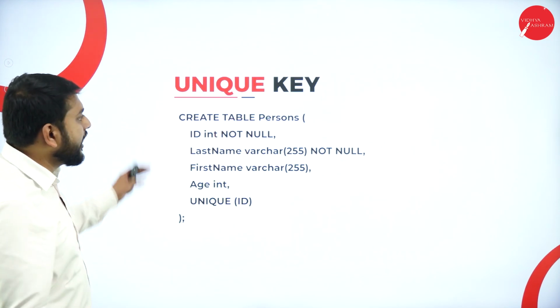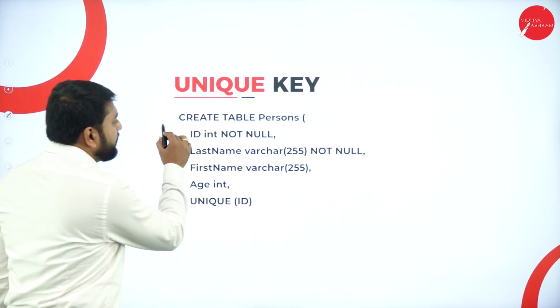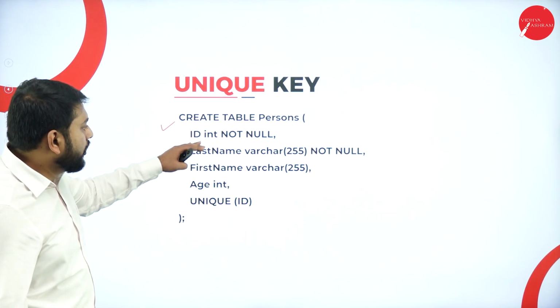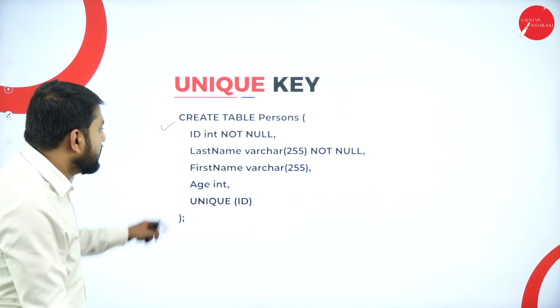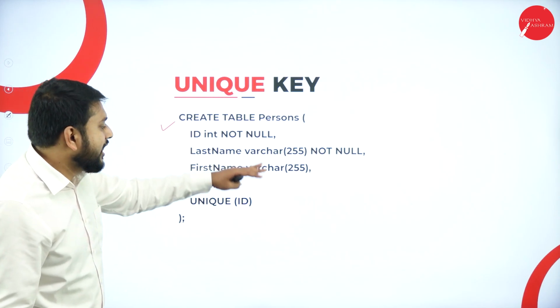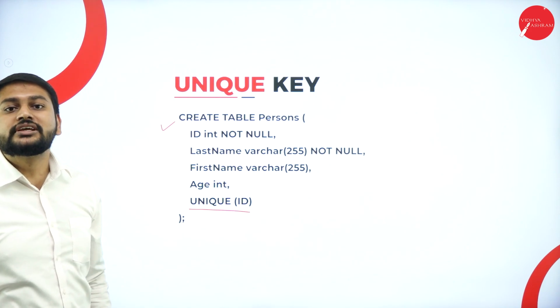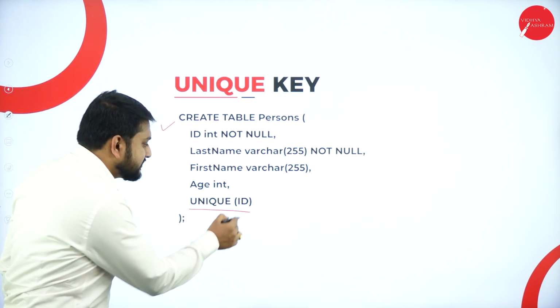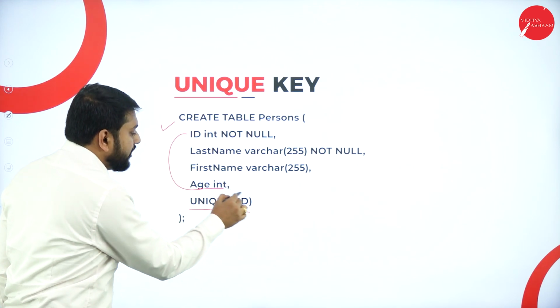In the same way, I have unique key. What is the meaning of unique key? Observe here. I am trying to create the table. So I have given ID int not null. So fine, you understood that. Then last name varchar not null. You know that. Okay, first name varchar, age int, unique. I'm using the keyword within the parenthesis ID. I have given ID. What is this ID? ID is the column name.